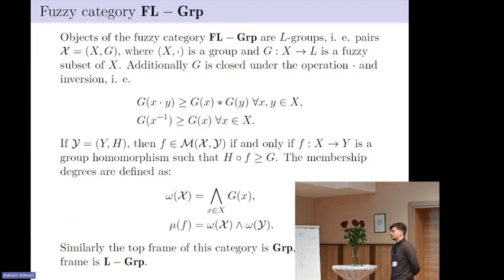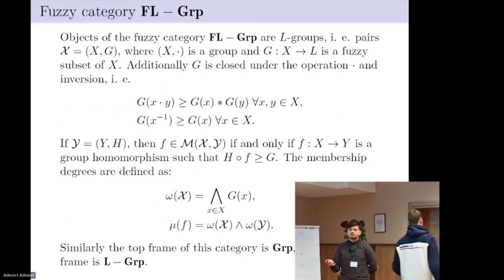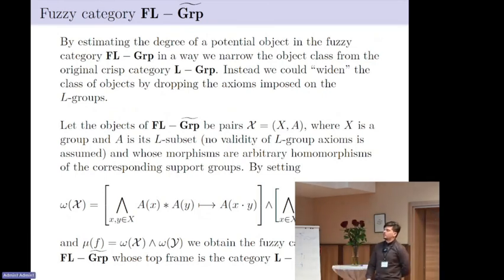And we can use this framework to describe almost any crisp category which has a structure that has an underlying L set support set. So for instance, if we take the L groups in the Rosenfeld sense, we can assign a membership degree to each of the groups by just looking at the supporting L set. And in a similar vein, we can obtain both the crisp classical group category and the crisp L group category. But by estimating these degrees of potential objects in fuzzy categories, in a way, we narrow down the object class from the original crisp category.